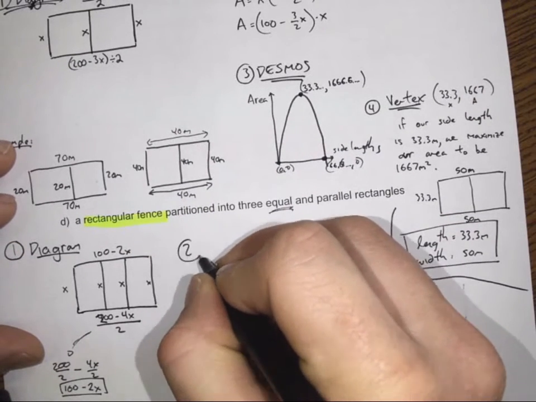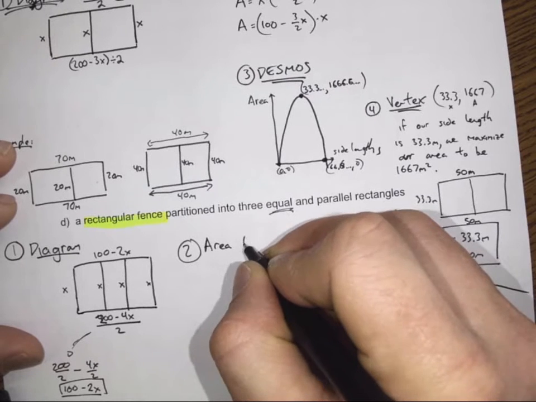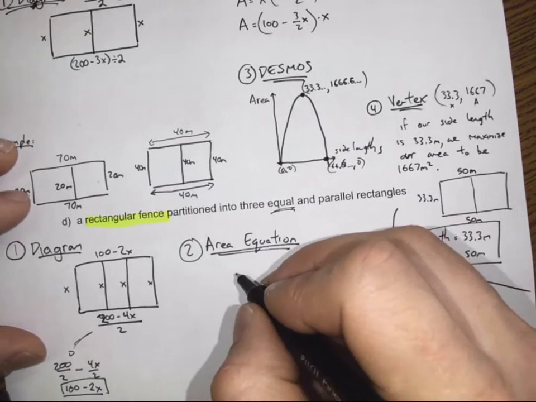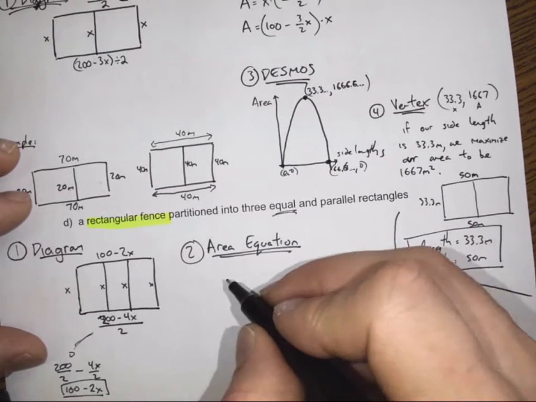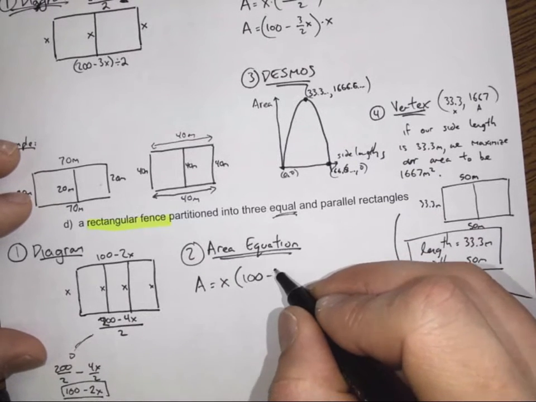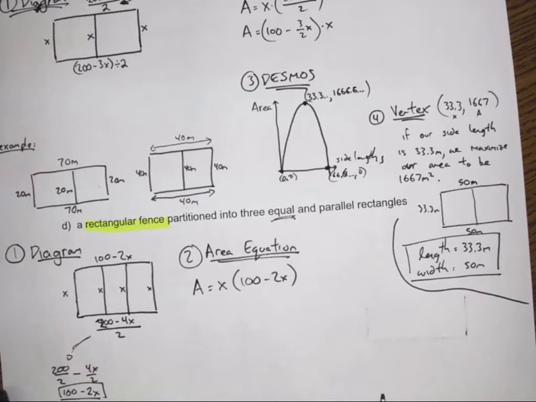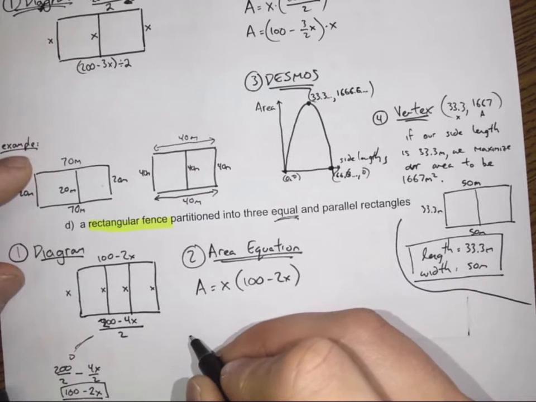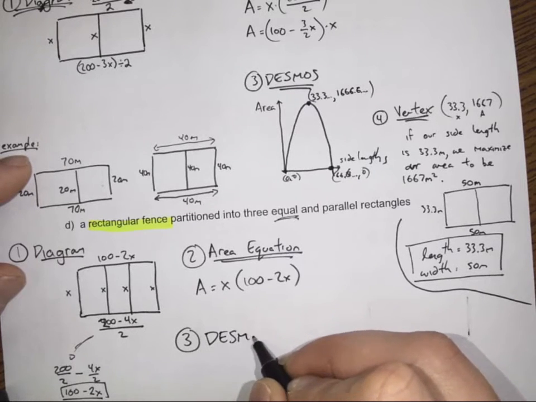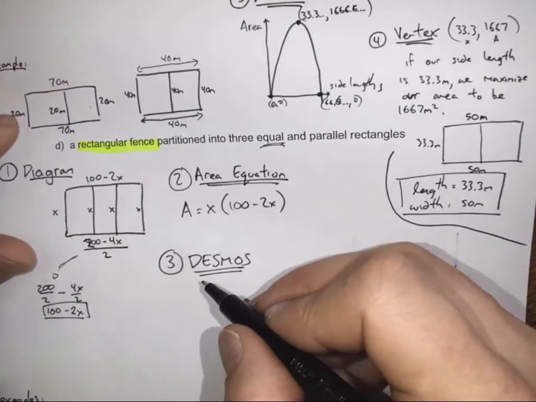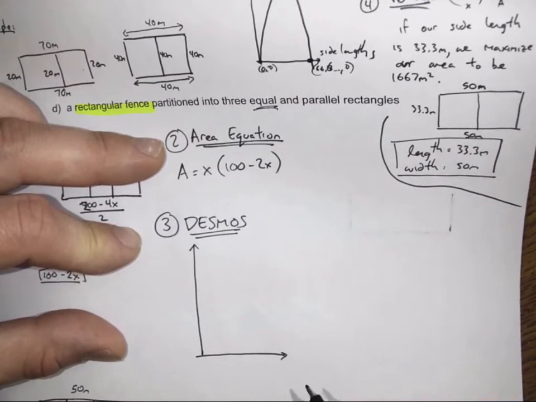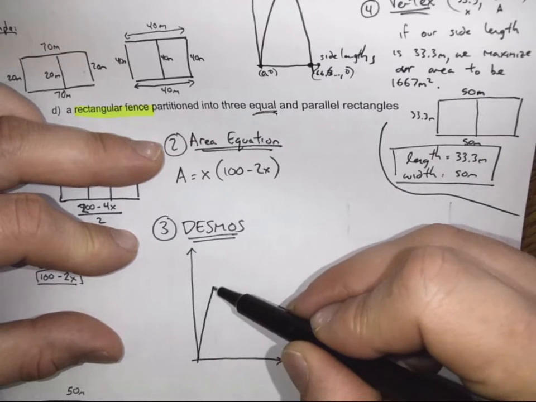All right, my next step is an area equation. So as before, I'm going to multiply the length times the width. My area is going to be x times 100 take away 2x. All right. Now, moving on, I'm going to put that into Desmos. I'm going to draw a little sketch here. You don't have to draw a sketch, but I just want to show you what I'm looking at.